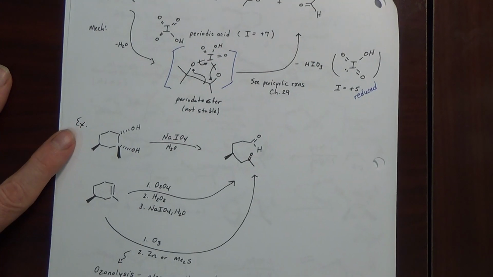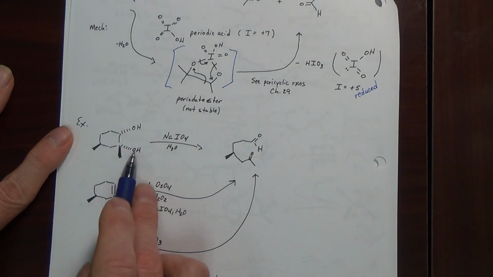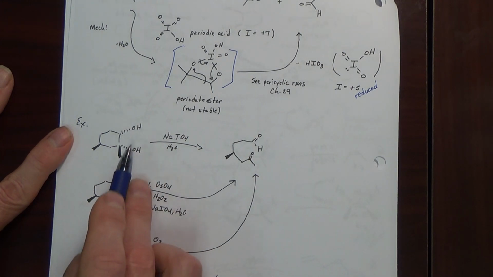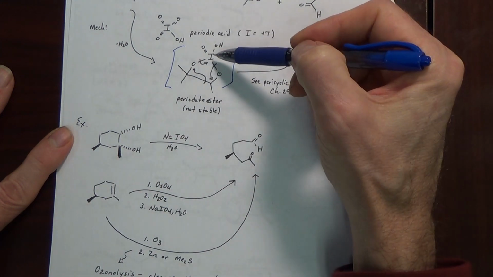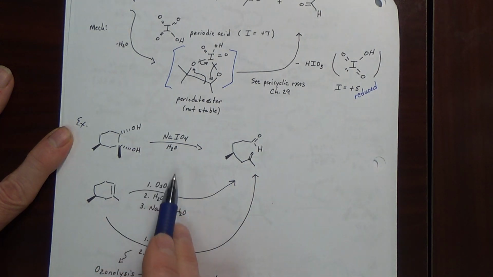Okay, ultimately it's a predict-the-product reaction. All right, the diol does need to be cis, otherwise the two OH groups are not going to be able to bind to that iodine if they're not on the same side.